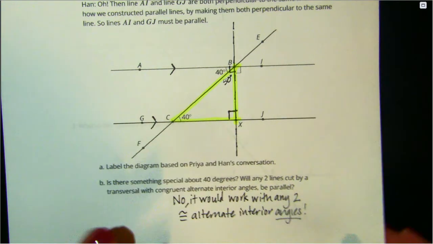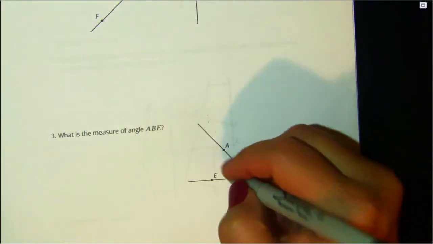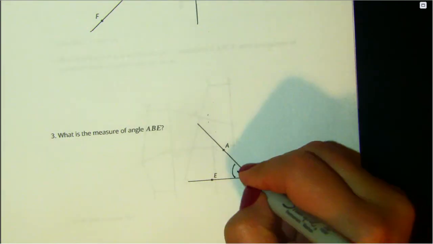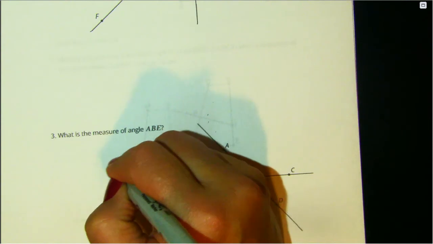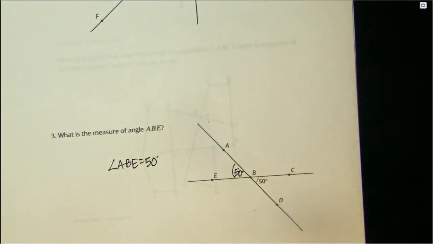All right, number 3. What is the measure of angle ABE? ABE is right here. A couple lessons ago, we learned about these special angles. They're called vertical angles, and we proved them to be congruent in class. And we can now use that fact. Angle ABE is 50 degrees.